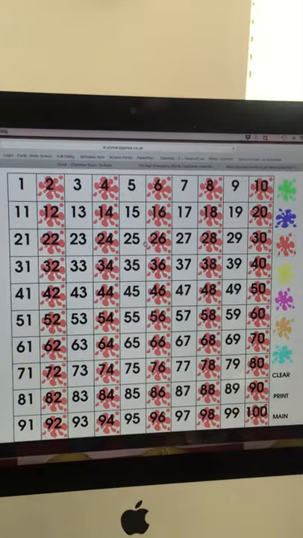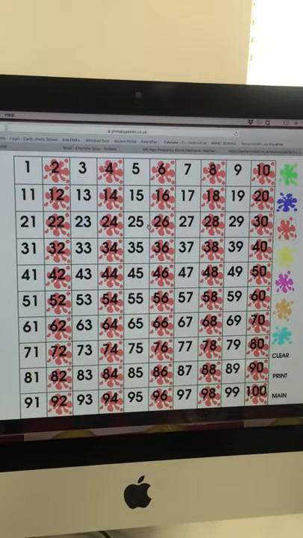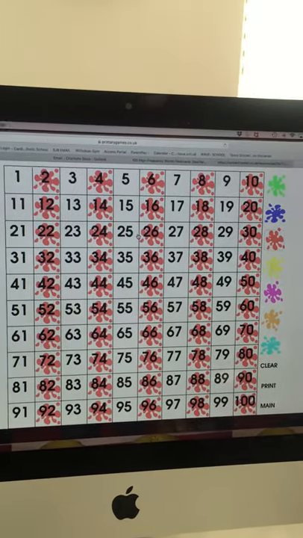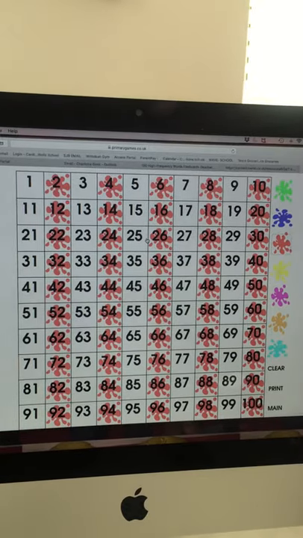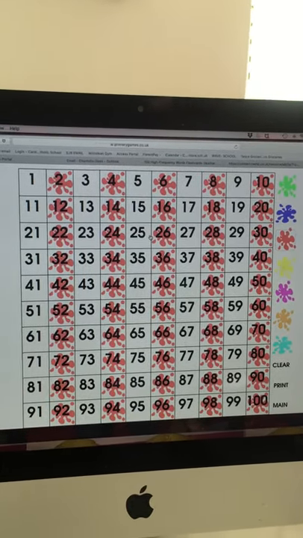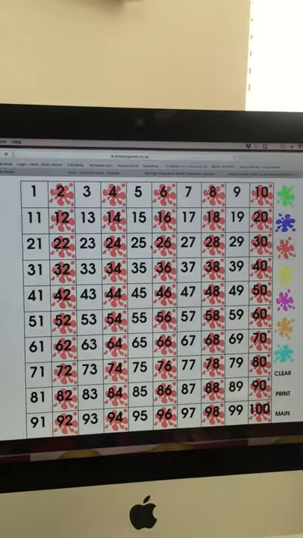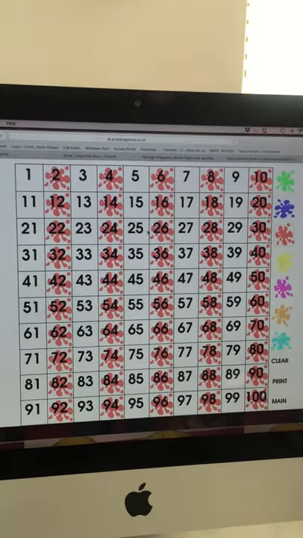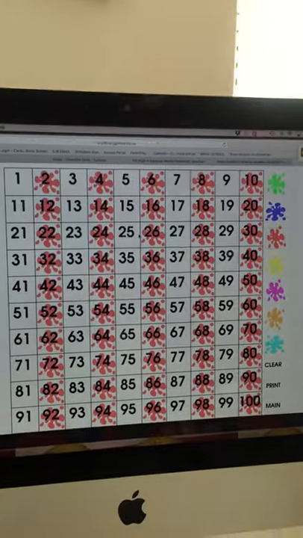All of the numbers we've splatted today are called even numbers. Can you see all the numbers that haven't got a splat on them? They're called odd numbers. So you cannot divide those by 2. Even numbers you can divide or share by 2.